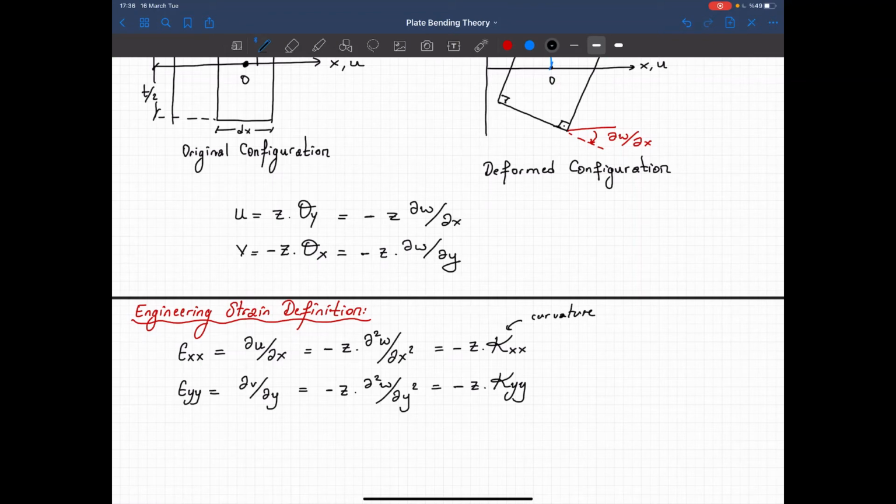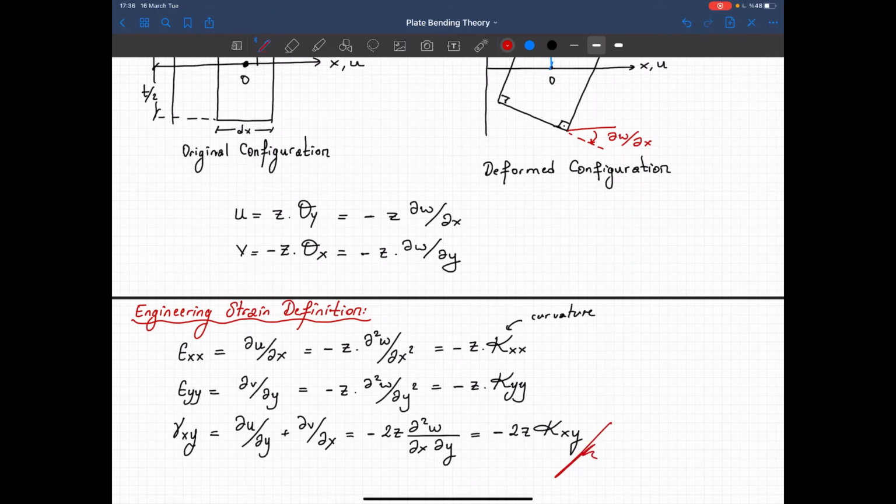Now the shear strain is equal to del u over del y plus del v over del x, which is equal to minus 2 times z del square w over del x del y, which is equal to minus 2z times curvature xy. And these are the strain displacement relationship for a thin plate element.